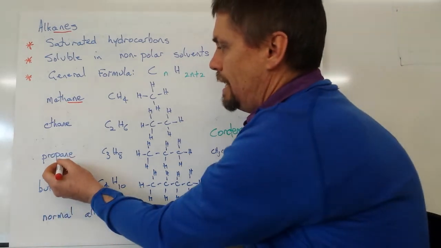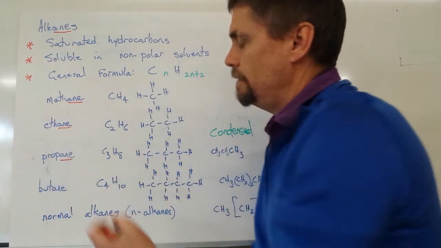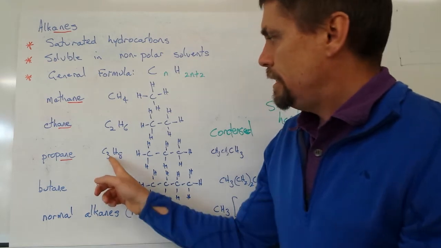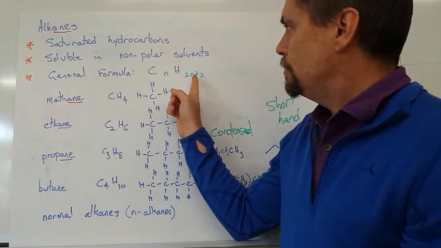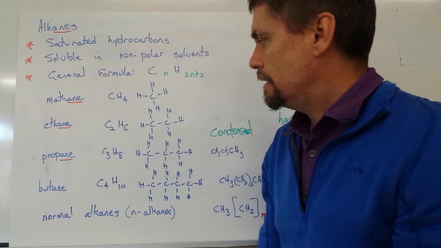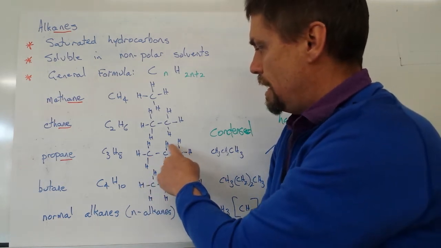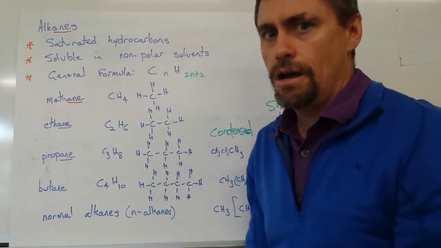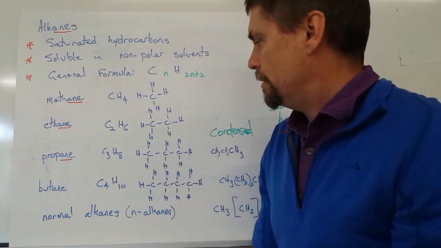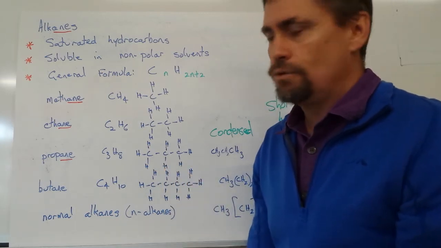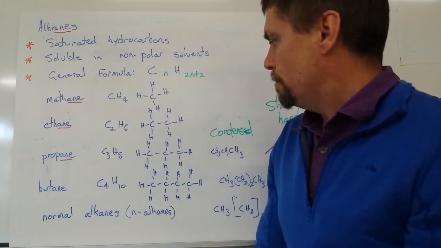Our third most simple alkane is propane. Once again we've got the ANE on the ethane. C3, and 2 times 3 plus 2 gives us the 8 hydrogens. So we draw our structural formula with our 3 carbons and then we fill in our hydrogens off that carbon backbone.